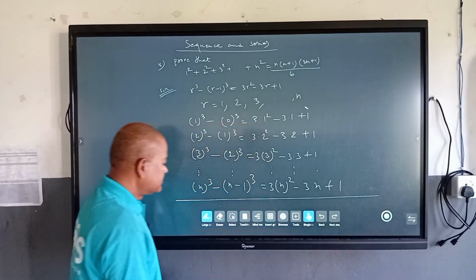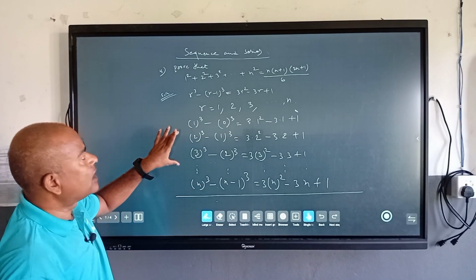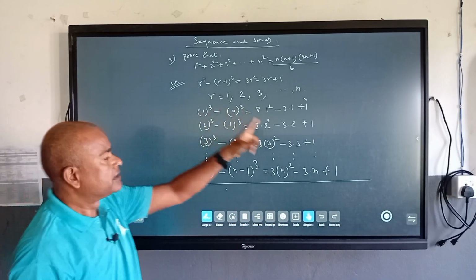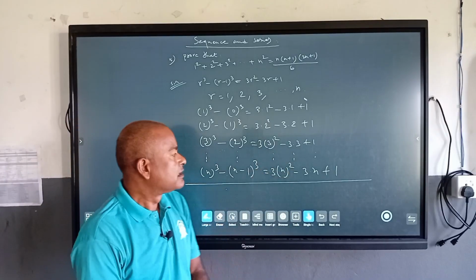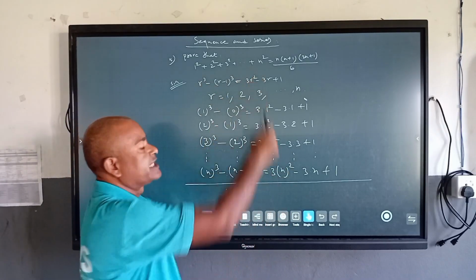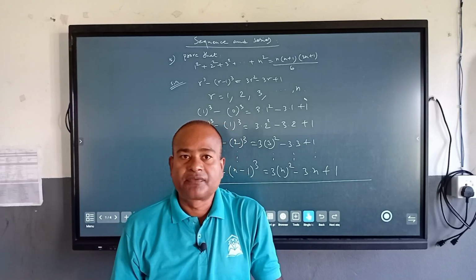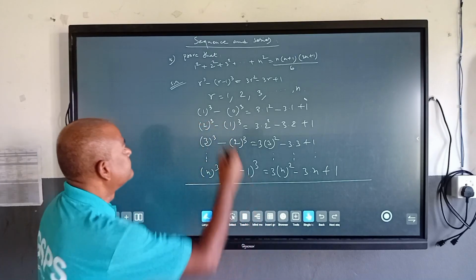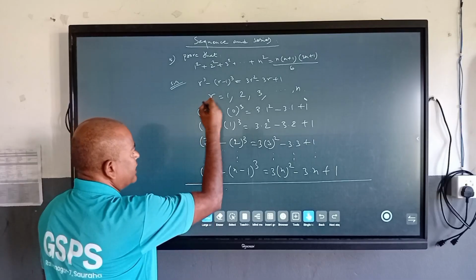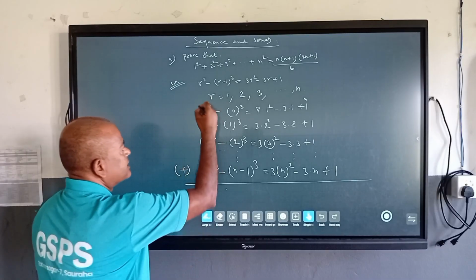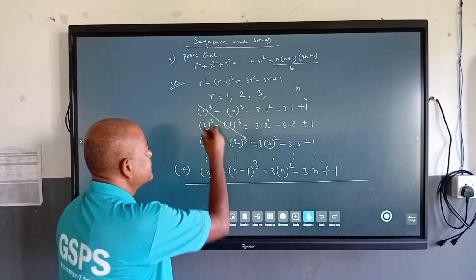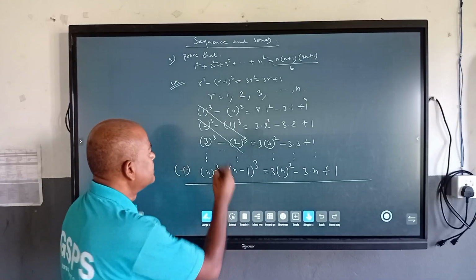So dear students, now we have to add all these expressions, then we'll get a series which is the sum of the square of first n natural numbers. Dear students, if we add all these expressions, then plus 1 minus 1 will cancel, plus 2 minus 2 will cancel.